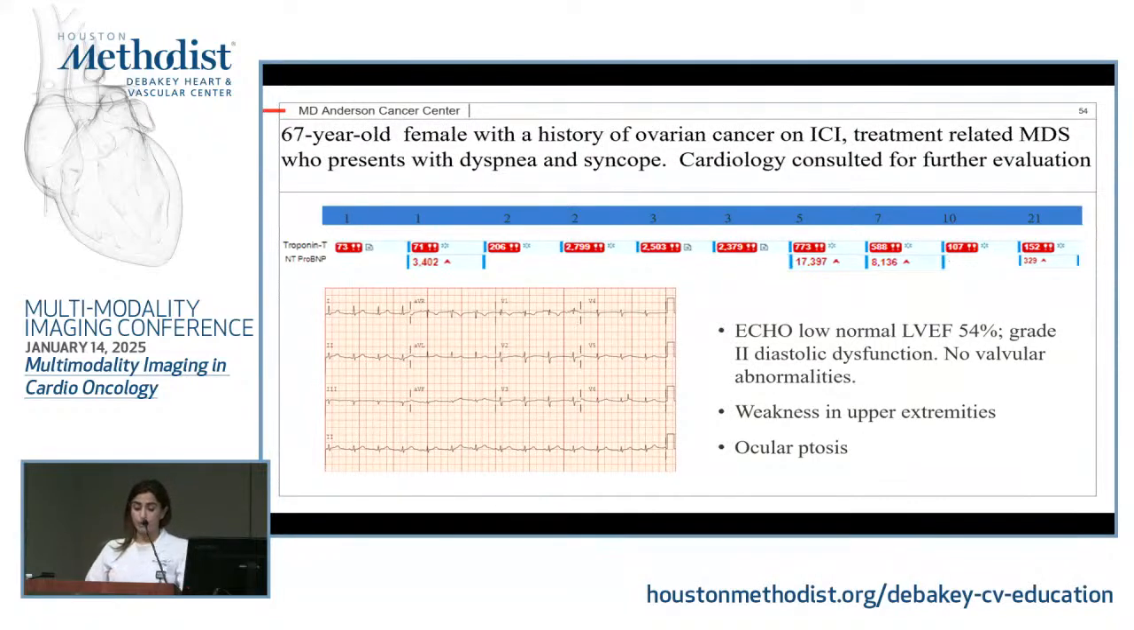Just a case in point: this is a 67-year-old patient on ICIs who presented with dyspnea and syncope. Day 1, we get consulted, low troponins. Day 2, the patient's getting worse, short of breath. The second troponin that day is very high at 2,700. Day 3, taken to the cath lab. Coronaries are normal, low normal EF, now with ocular ptosis. Clinically, this is what we see.